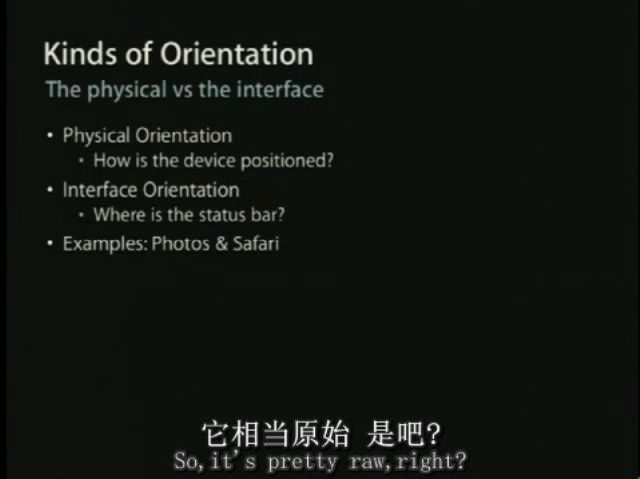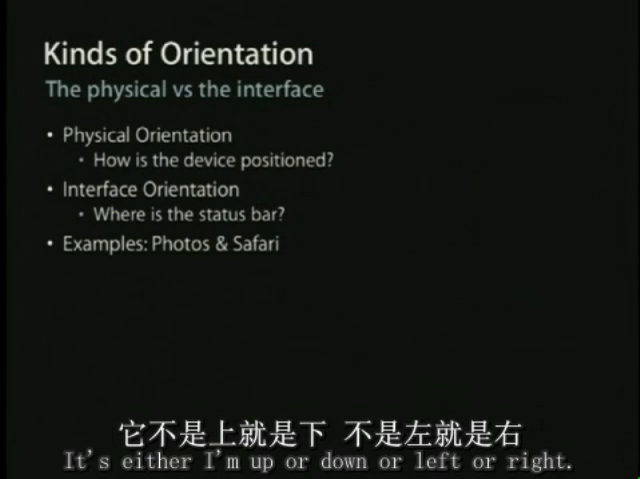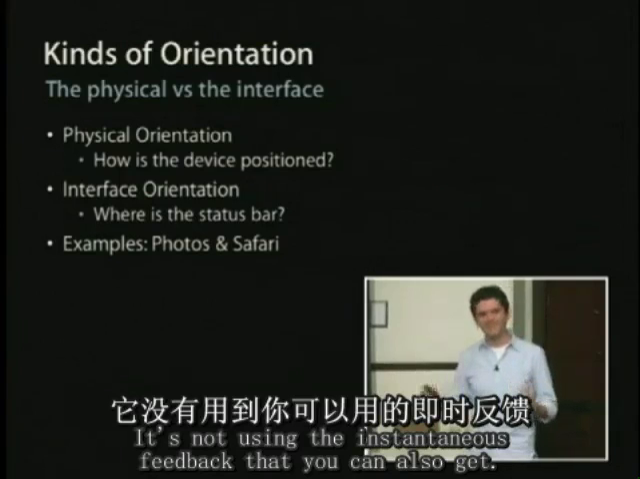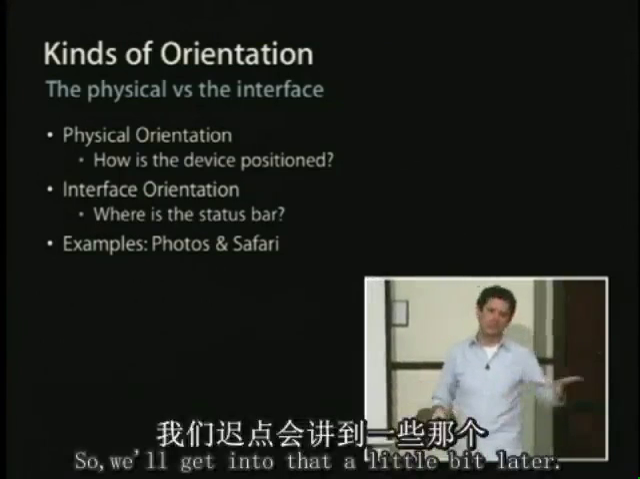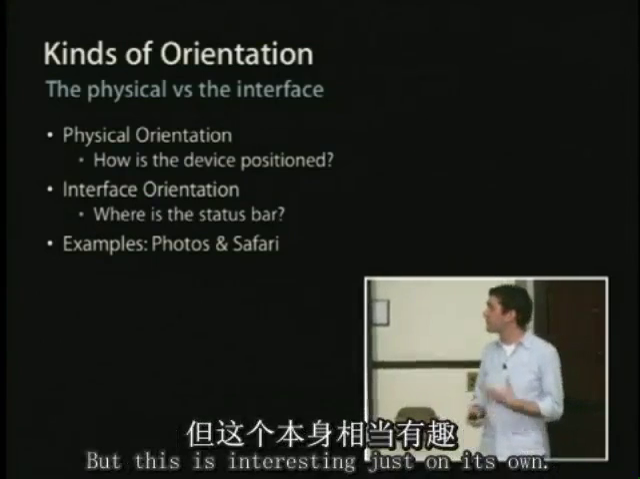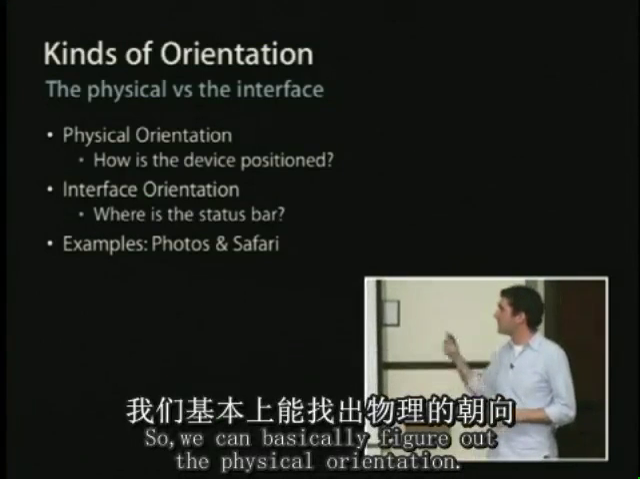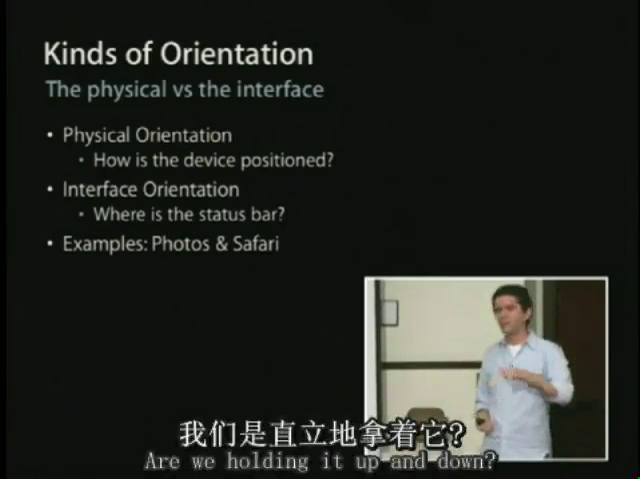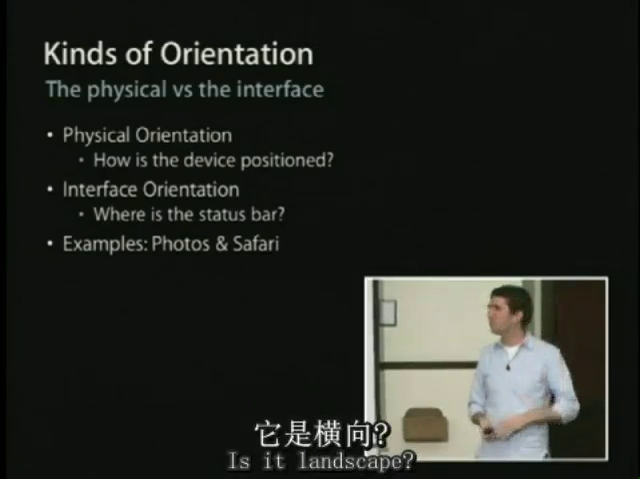So it's pretty raw. It's either I'm up or down or left or right. It's not using the instantaneous feedback that you can also get. We'll get into that a little bit later. But this is interesting just on its own. We can basically figure out the physical orientation. Is it flat on the table? Is it flat upside down? Are we holding it up and down? Is it portrait? Is it landscape? We can figure out those things.